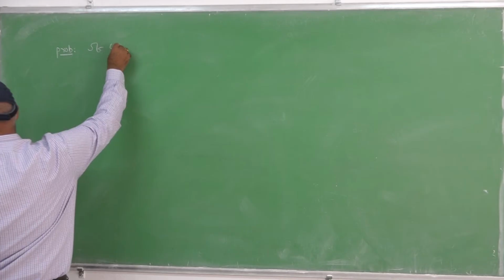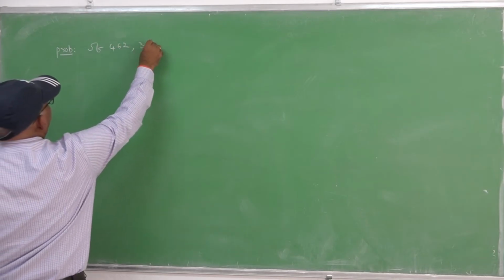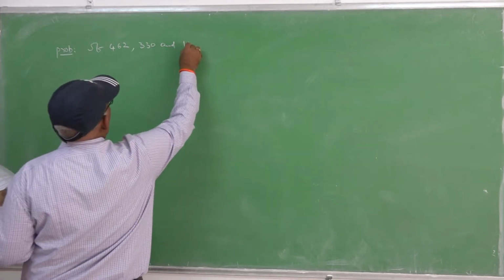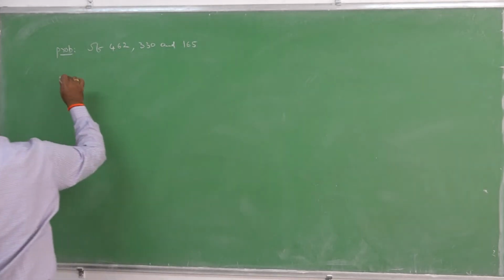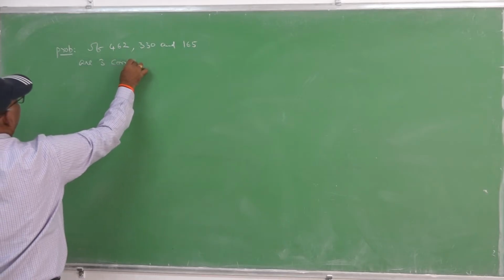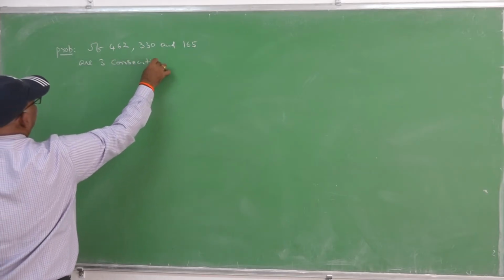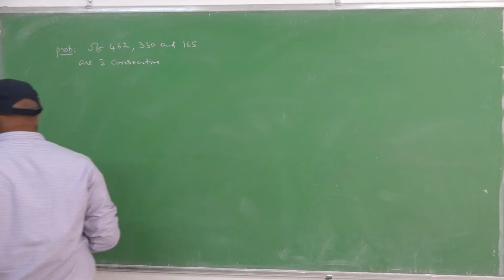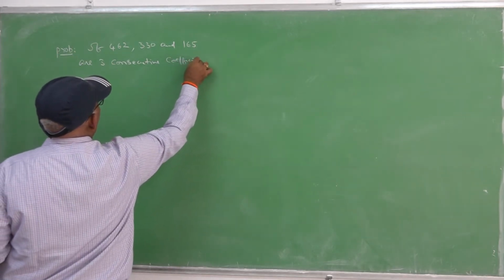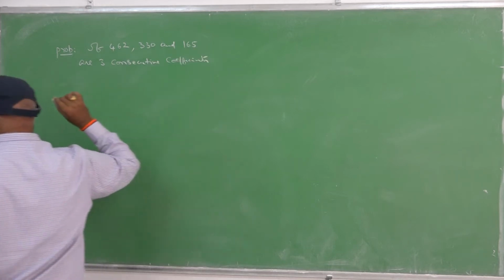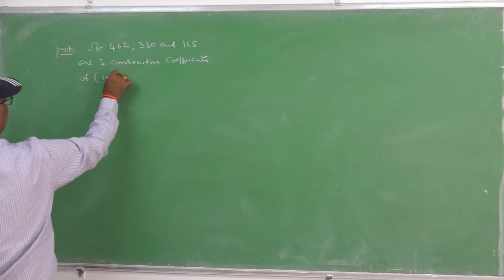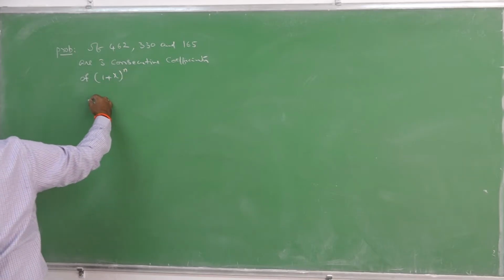If 462, 330 and 165 are 3 consecutive coefficients of (1 plus x) whole power n, then n is.